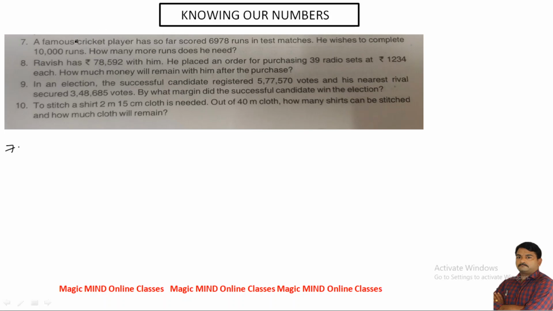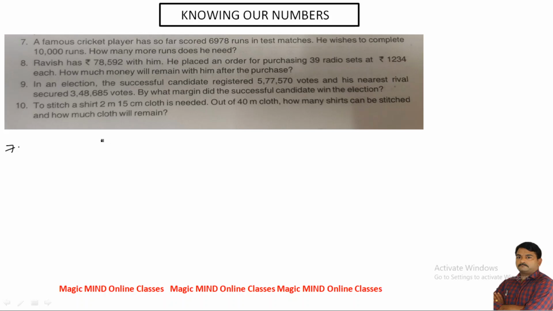I repeat the question. A famous cricket player has so far scored 6,978. And he wishes to complete 10,000 runs. How many more runs does he need? We should add the number to 6,978 in order to get 10,000, or else we subtract 6,978 from 10,000.